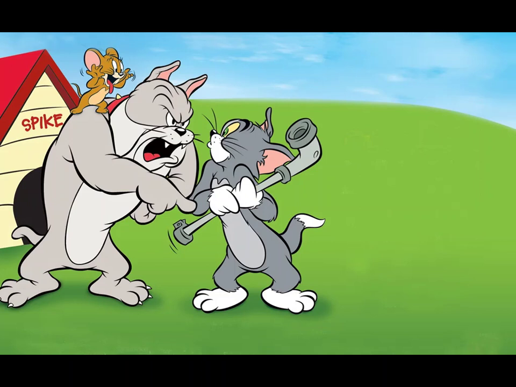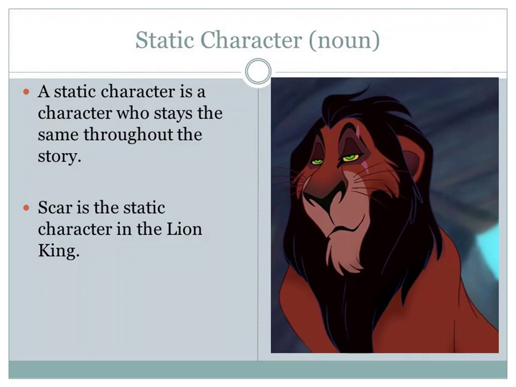Static characters are those characters who remain the same throughout the short story. Like, if someone is rigid, that person will remain rigid till the end of the story. If we take an example of the movie The Lion King, there is Scar, a lion, who was very rigid and cruel from the beginning of the story till the end of the story.